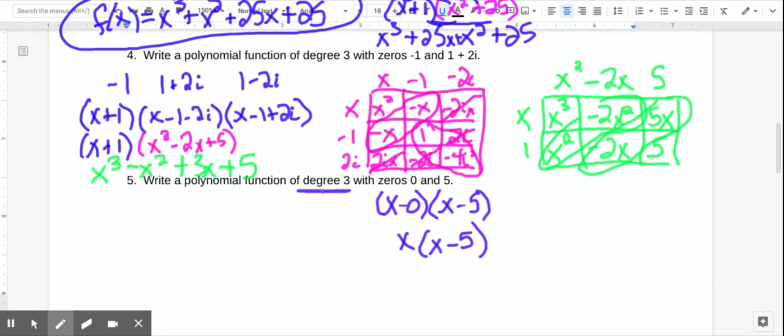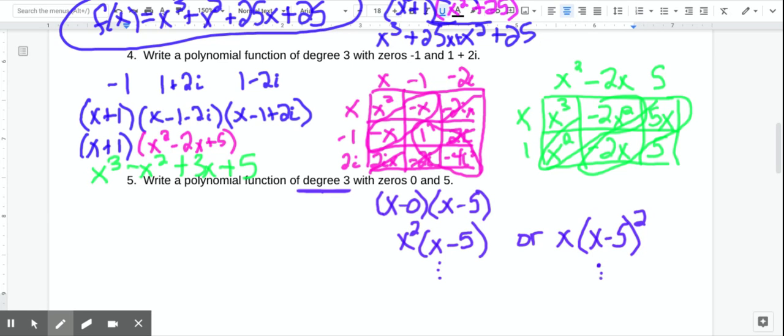The solution that I have is only degree 2. So that means I need to square one of these. It doesn't matter which one. So maybe I square that one. That would be an appropriate answer. Or you could square the other one, and say x minus 5 squared. Okay? Doesn't matter which one. And then you could FOIL those both out to get a final answer.